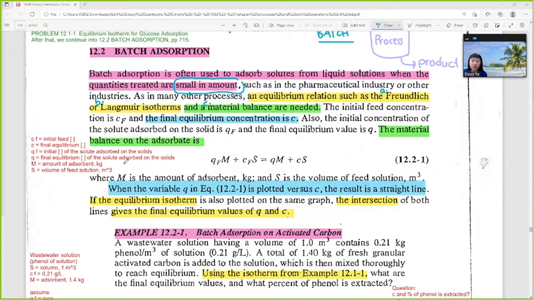Important, you have to recognize the units. Here, the unit for the amount of absorbent is kilograms, and the volume of feed solution is cubic meters. Maybe you take the international standard, or CGS, or BTU, the American standard.